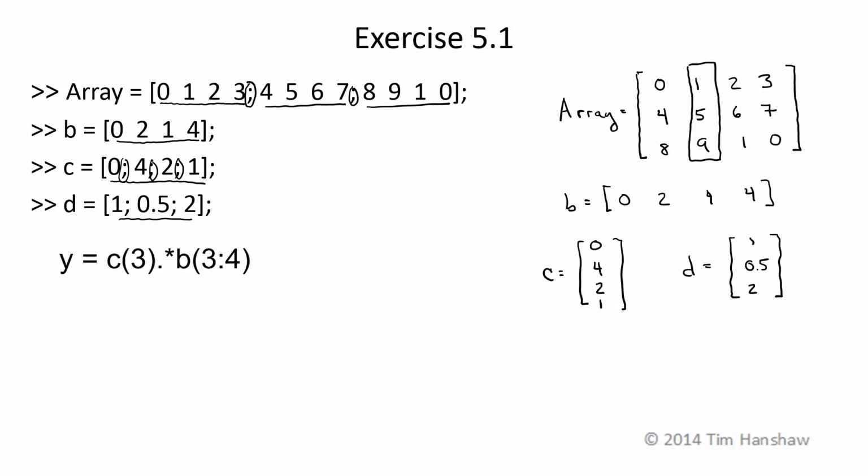The next part of the problem is to calculate y, which is C of 3, so the third element in C, which will be a 2, dot times B of 3 to 4. So it'll be the third and the fourth elements in B. So y is equal to C of 3, which is 2, dot times 1, 4. This is a scalar, this is a vector. If we multiply a scalar times a vector, we multiply each element by the scalar, so this becomes 2 and 8.